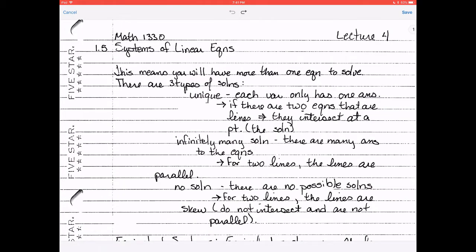One is a unique solution, and this is when you get solutions that are x equals a number and y equals a number, and you're going to write these as x comma y. You have infinitely many solutions, and we'll have some of these, and you write those differently. And then you have no solution, and you'll write those as no solution. Okay, and those are your three types of solutions.